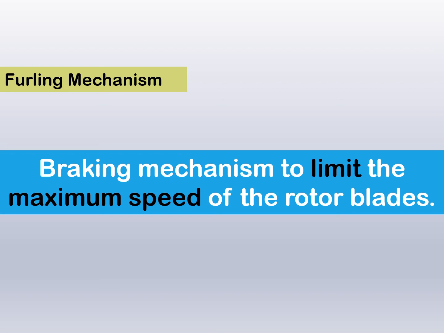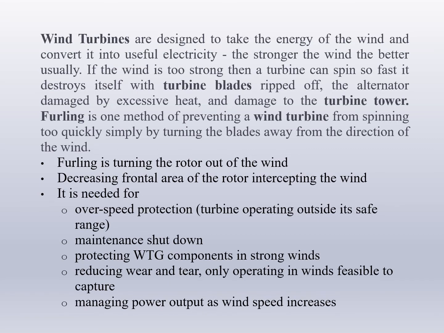It can be achieved either manually or automatically by turning the blades out of the wind. And this furling is mainly needed for overspeed protection, for maintenance, and to protect the WTG components in strong winds, to reduce wear and tear, and to manage the output as wind speed increases.